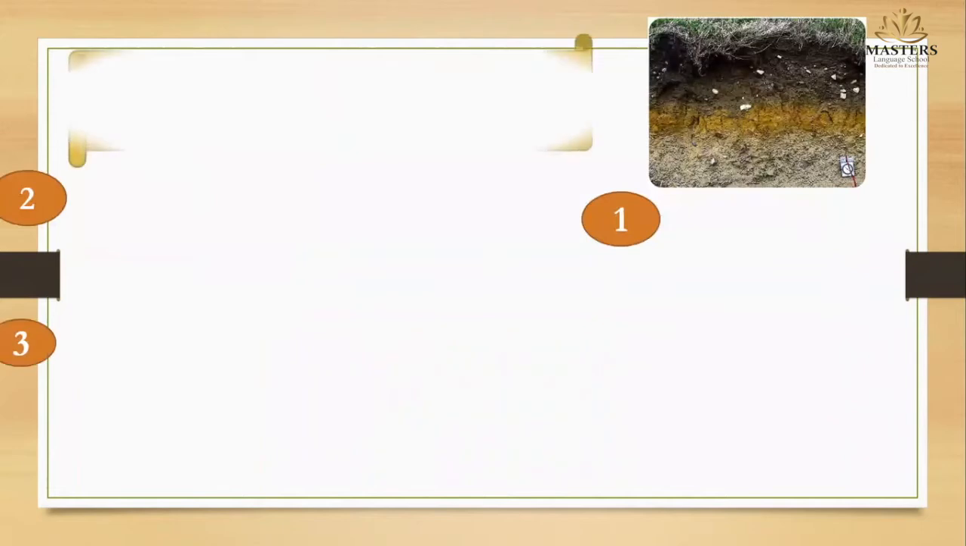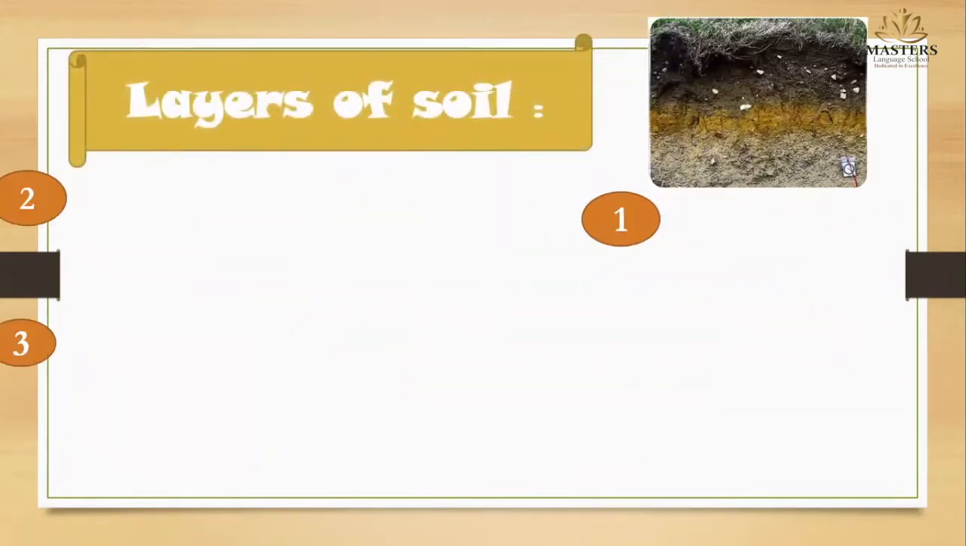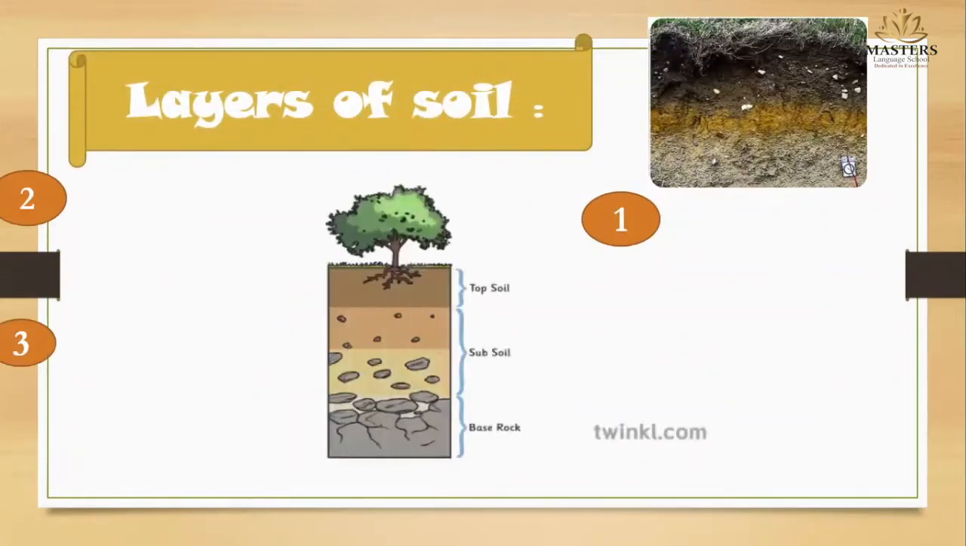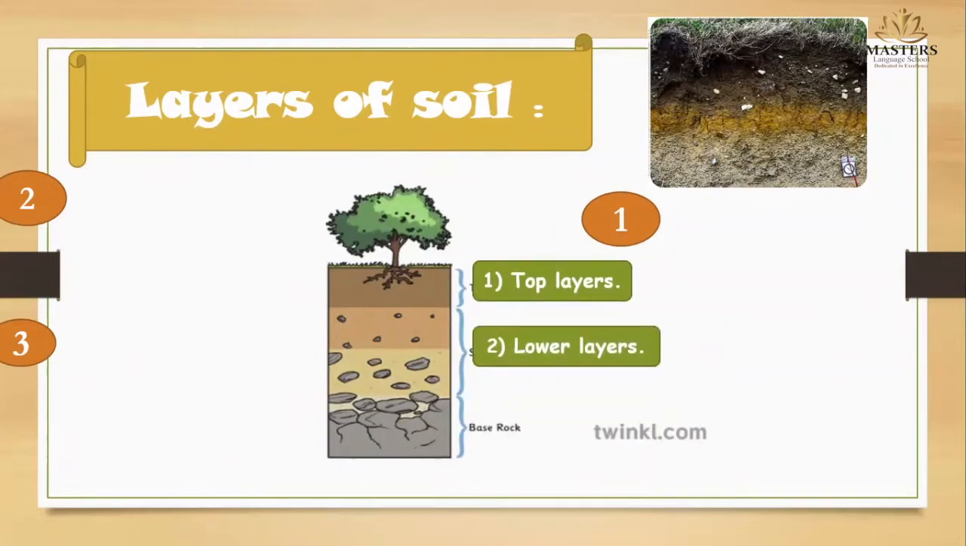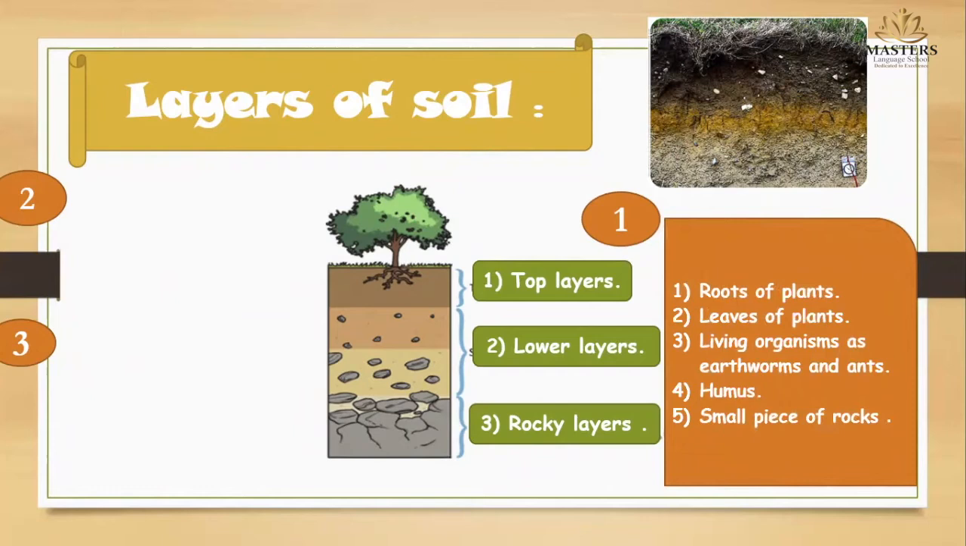Okay, now the layers of the soil. We have topsoil layers, lower soil layers, and rocky layers. First, the topsoil layers. Topsoil layers contain animals, plants, and other things. The plants, the roots of the plants, and the leaves of the plants. The animals will be some living organisms such as earthworms and ants, and humus and small pieces of rocks.